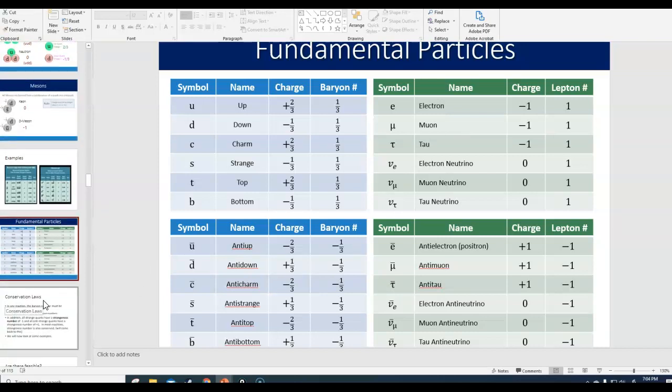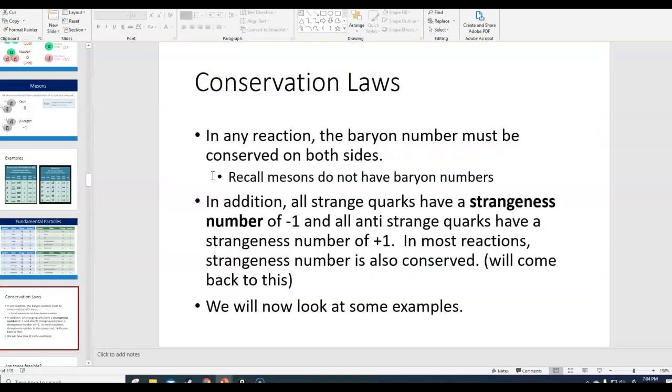Now let's get back to conservation laws, because we've seen lots of problems with conservation laws. Here's the third type of conservation law that we're going to talk about. This is called conservation of baryon number. Basically that simply says that in any given reaction, the baryon number must be conserved on both sides. Now remember, each quark has a baryon number of 1/3. More generally, every baryon has a baryon number of 1, because a baryon by definition consists of 3 quarks, and 3 times 1/3 is 1.